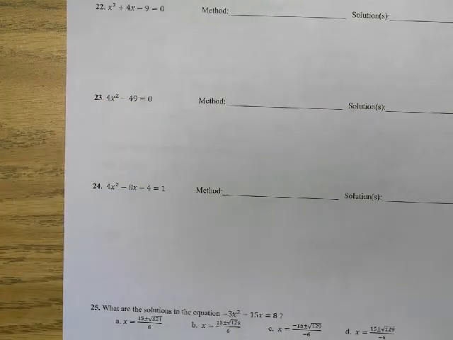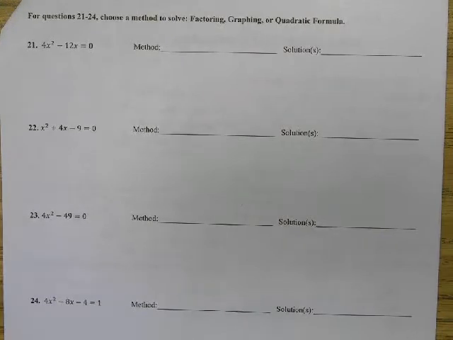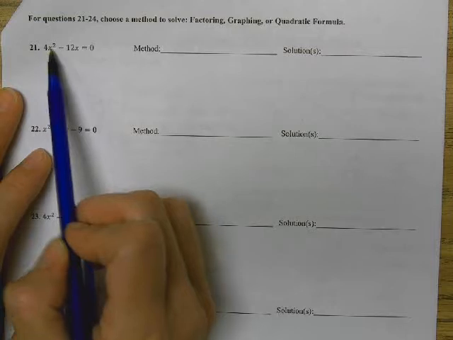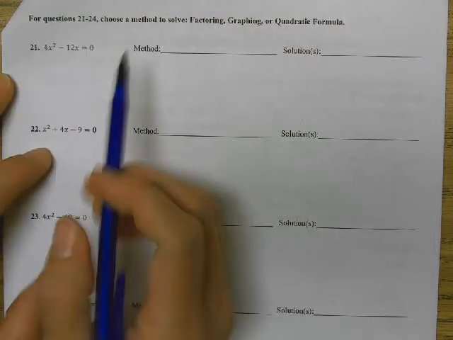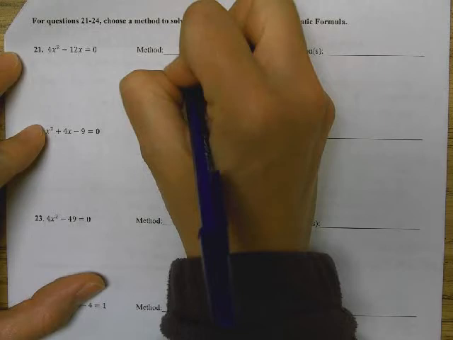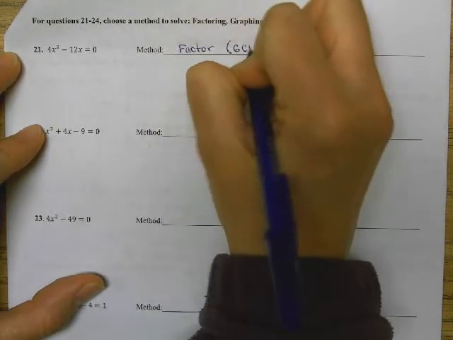Alright, so that was using the quadratic formula. On 21 through 24, you can choose the method you would like to use in order to solve these. You can factor, you can graph, or you can just use the quadratic formula. Right here, I have 4x squared minus 12x. It's a binomial, and they both have an x, which I would factor. More specifically, I would use GCF.